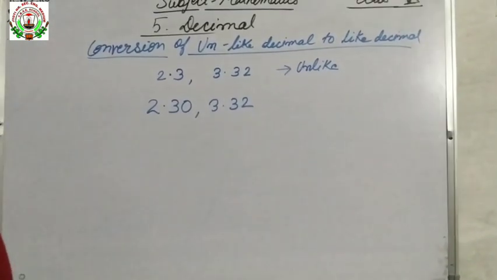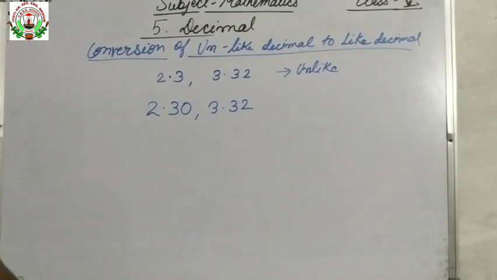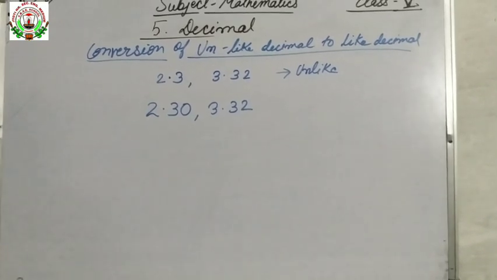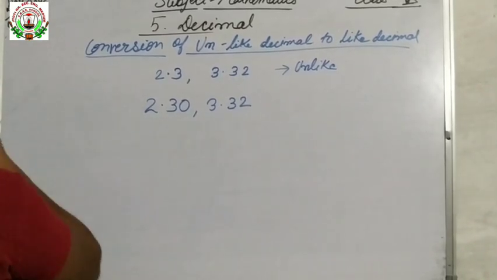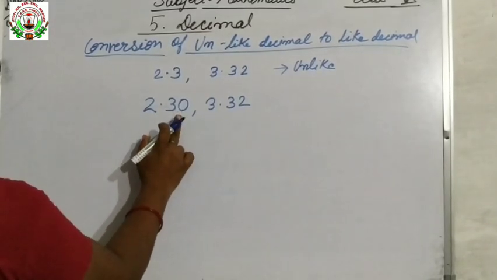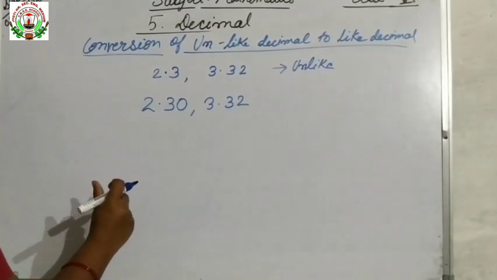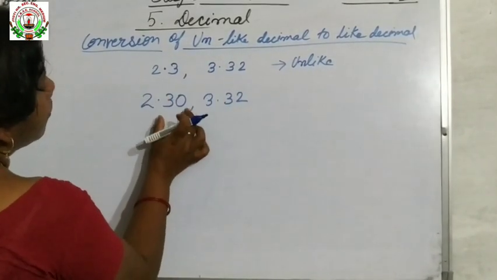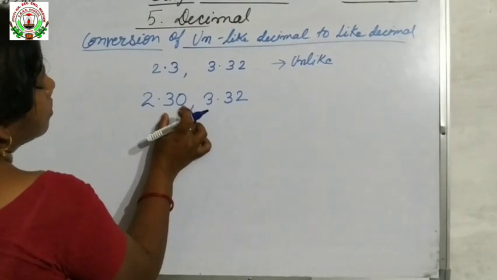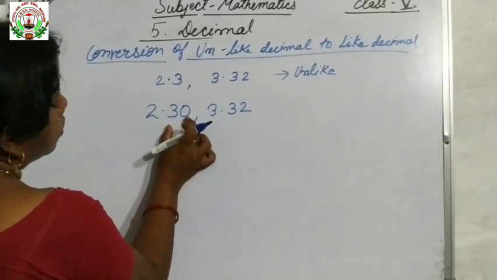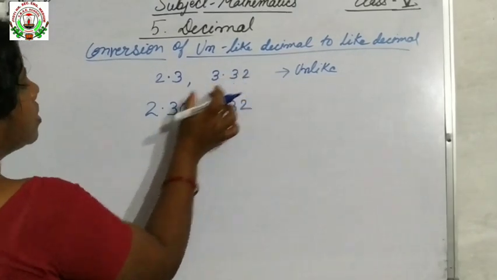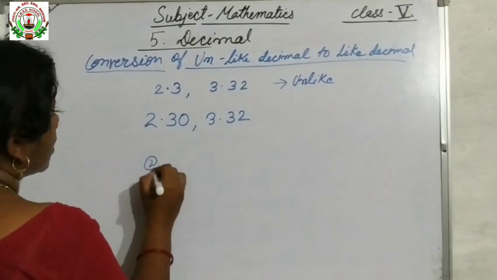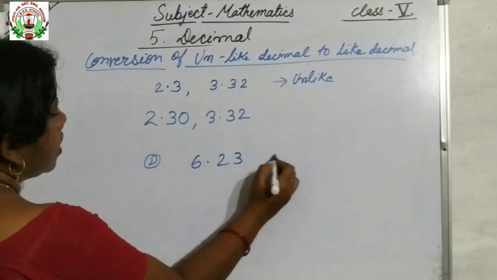The meaning is that without changing the value of a decimal number, the number of decimal places can be increased simply by adding the required number of zeros to the extreme right of its decimal part. That means if there are fewer digits, we put zeros on the right side for however many digits we want to increase. Here we want 2 digits, so we put a 0 here.